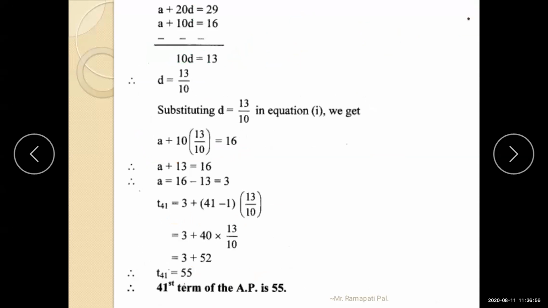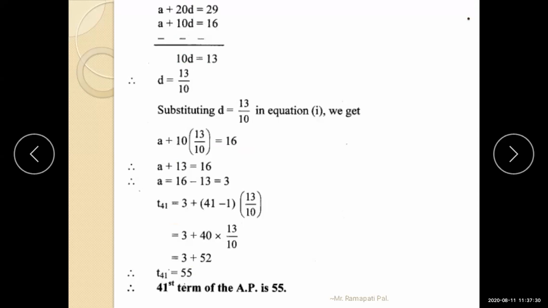Now in this, a plus 20d is equal to 29. This is our equation. a plus 10d is equal to 16. Now we will subtract, so a is cancelled. 20d minus 10d is equal to 10d. 29 minus 16 is 13. So 10d is equal to 13. Now find out the value of d. So d is equal to 13 upon 10. Is it clear? The value of d is 13 upon 10.